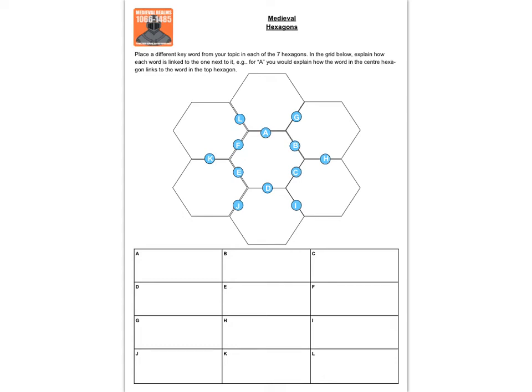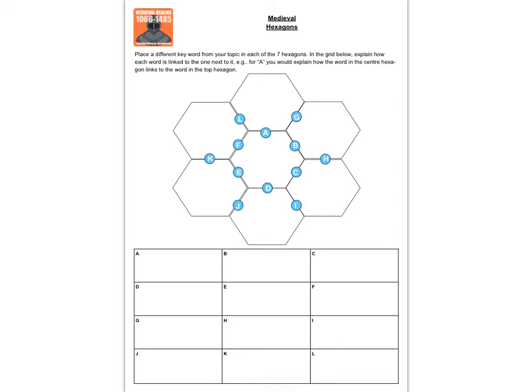This then is the guidance film for the medieval Hexagons activity, where students get to pull together all their knowledge about the Norman conquest and how William established his control over England. The task is to see how all of the history is interconnected, and the hexagons will enable students to do this.